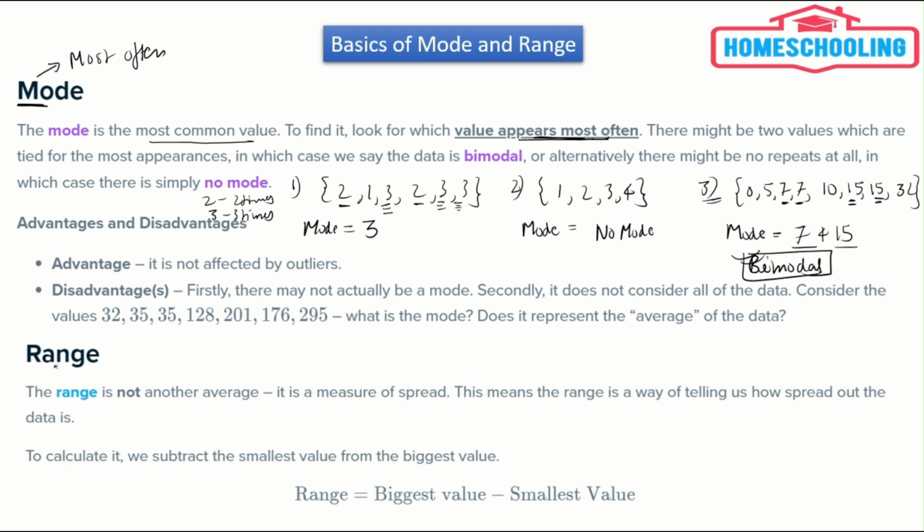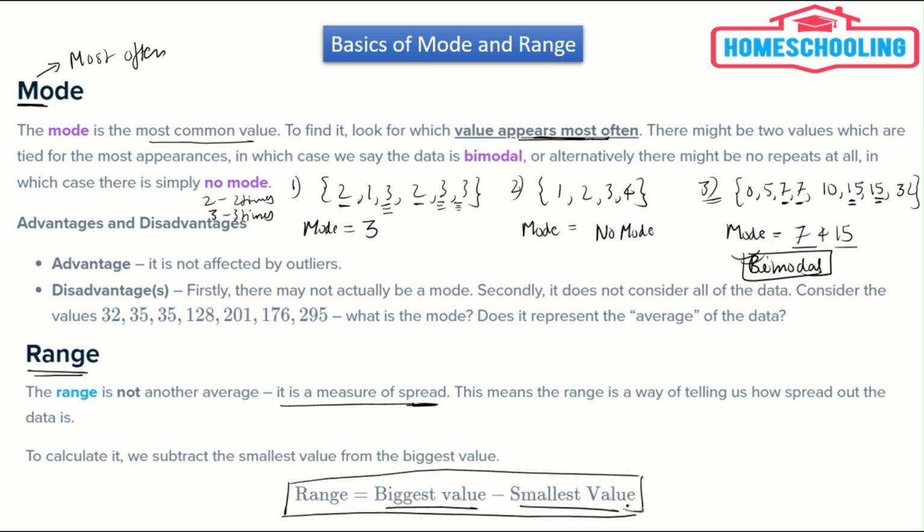So now coming to the next topic, that is range. Range is a measure of spread in a data set. The formula of range is equal to the largest value minus the smallest value. So this is the formula of range.